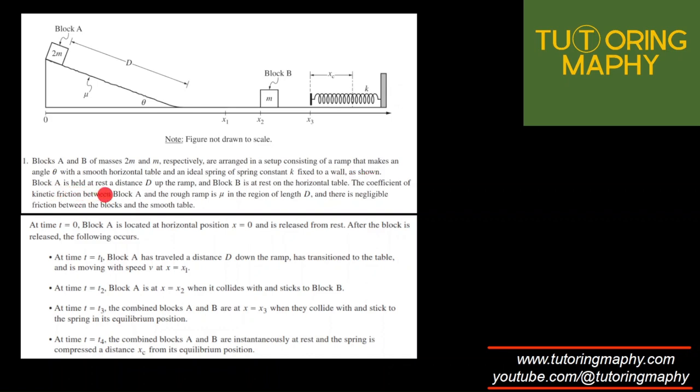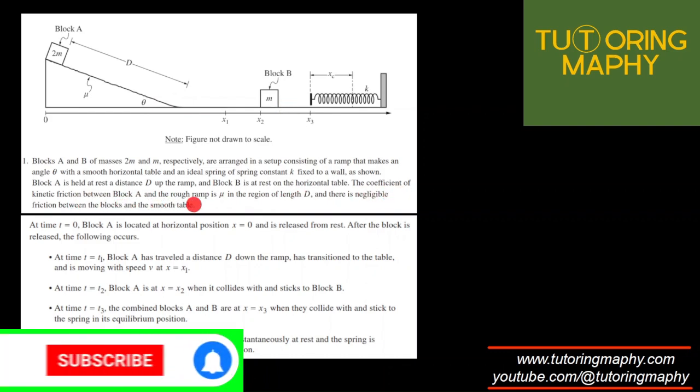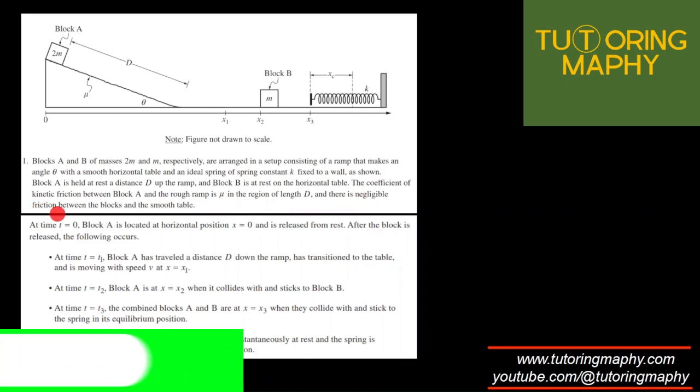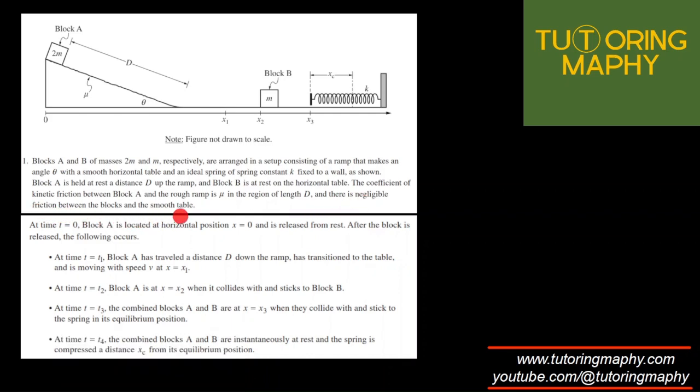Block A is held at rest at a distance of D up the ramp, so the slant distance is capital D, and B is at rest on the horizontal table. The coefficient of kinetic friction between A and the rough ramp, okay, so this ramp is rough, is mu in the region of length D, and there is negligible friction between the blocks and the smooth table. Okay, so there is no friction over here.